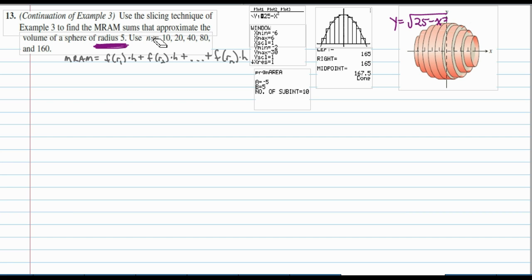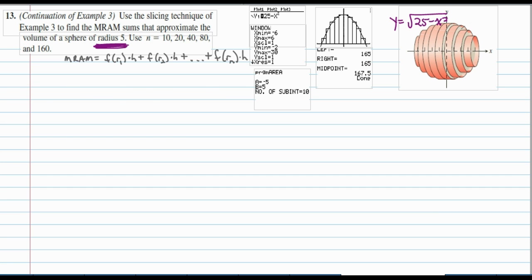And then I'm going to use n equals 10, 20, 40, 80, and 160. Okay, so there's no way I'm going to want to do all of those cylinders by calculating those by hand. No way. So as the problem suggests, we can use the area program on our calculators, the MRAM.